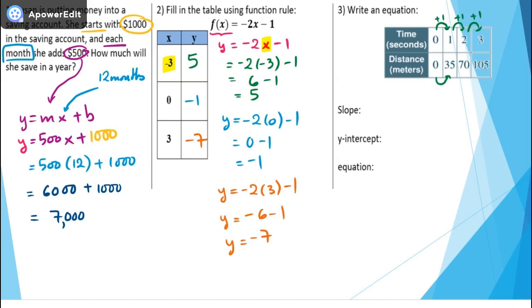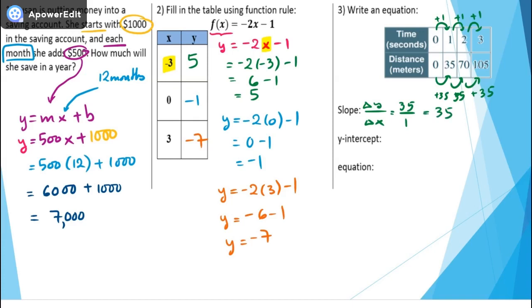The y value is increasing by 35. 0 plus 35 is 35. 35 plus 35 is 70. 70 plus 35 is 105. So slope is delta y over delta x. So basically it's just the difference in y, y2 minus y1, is 35. And the difference in x, x2 minus x1, is 1. That gives you 35.